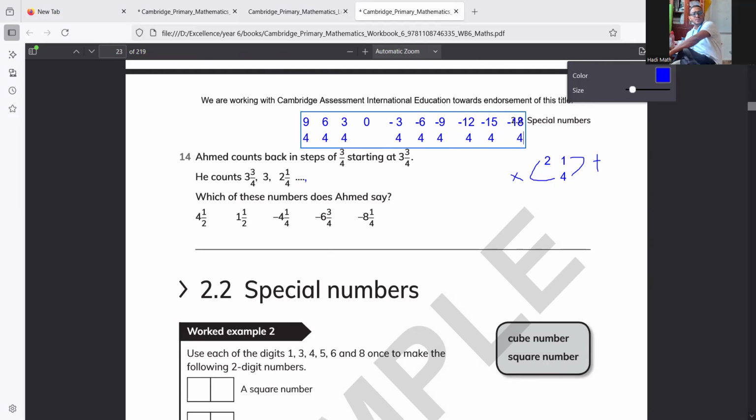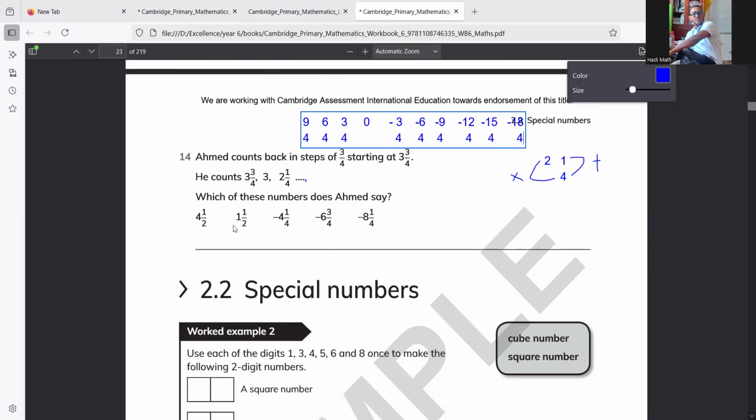I don't need to go on forever. I just need to understand one thing. Look, all my numerators here are multiples of 3, even the negative ones. So all I need is to check these numbers. We say it starts at 3 and 3 over 4. So 4 and 1 over 2 cannot be, because we're not starting from this one. We start from 3 over 4, and 4 and 1 over 2 is bigger. So we cancel this one out.